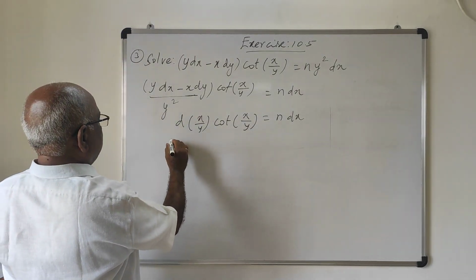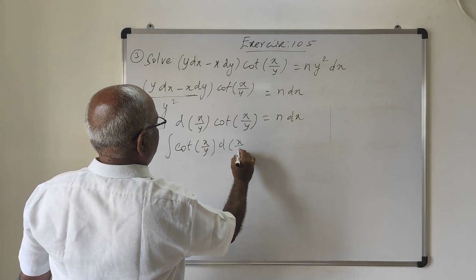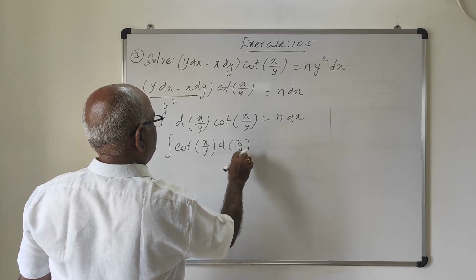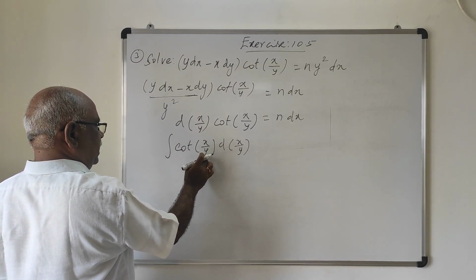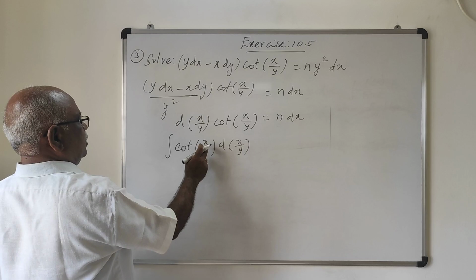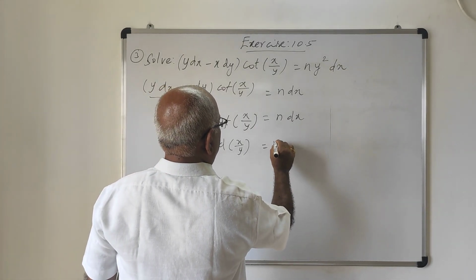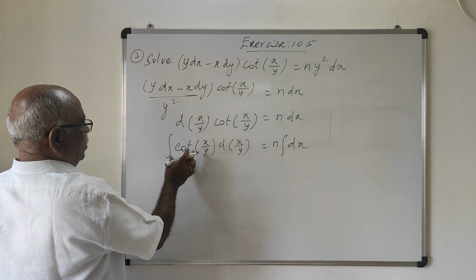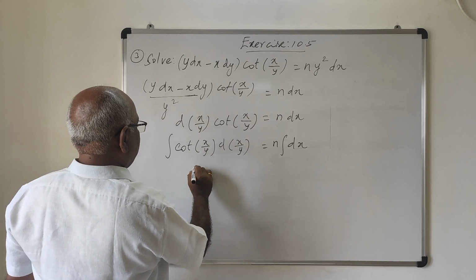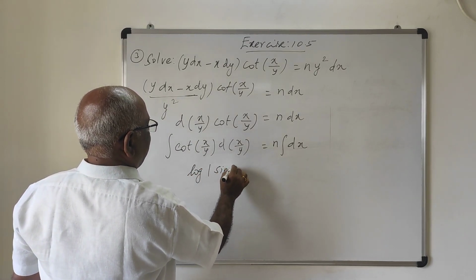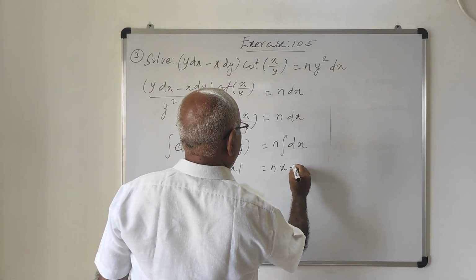Now integrating both sides. This is integral cot of x by y with respect to x by y. See, the problem is cot of x by y is d of x by y. So suppose x by y is t, cot t dt. The constant n you can take outside, n dx. So integral cot x dx, that is log sin x equal to n into integral dx, which is x plus a constant c.